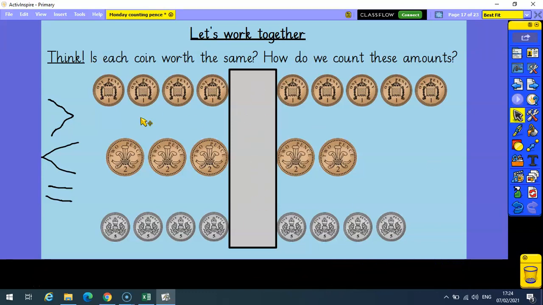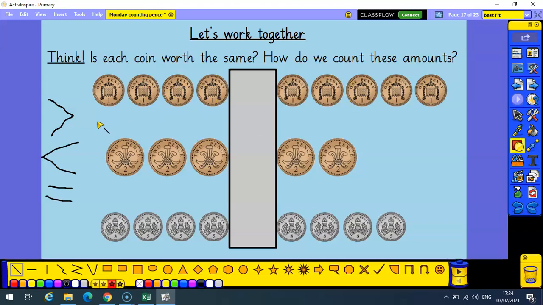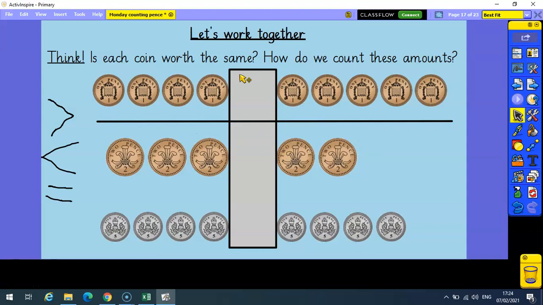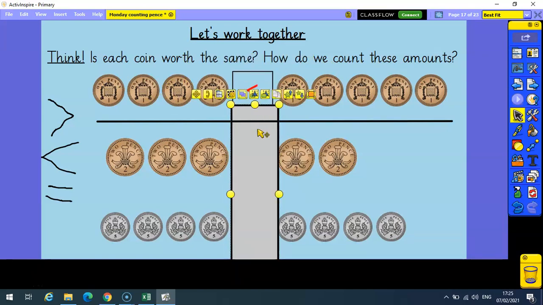So this is the middle, and in each row we're going to see, is there more on this side or this side? So when we're counting in pennies, which side has more pennies? Pause the video, count and point to the side with the most pennies. Okay, so here I've got 1, 2, 3, 4 pennies, and here I've got 1, 2, 3, 4, 5. I've got more here. So 4 pennies is less than 5 pennies.